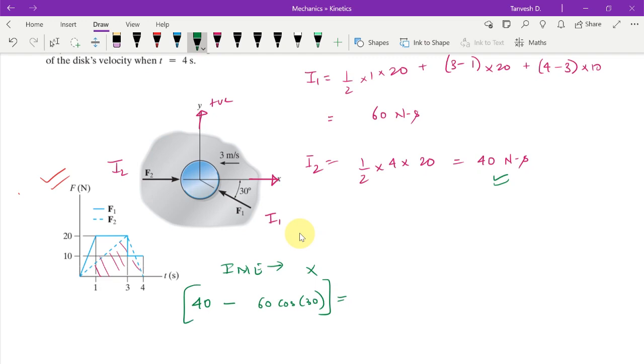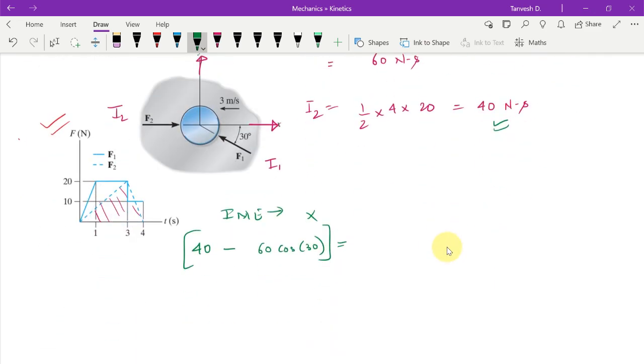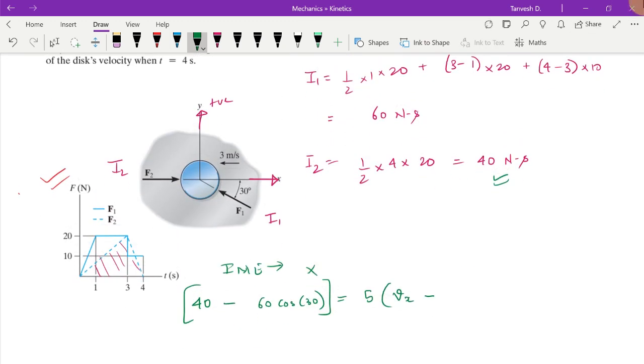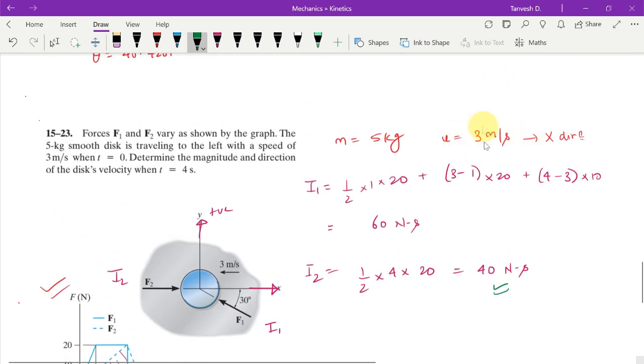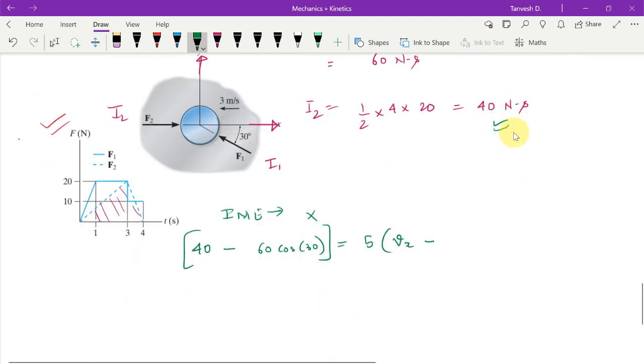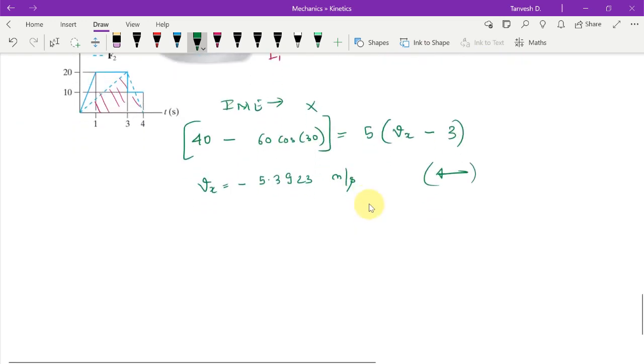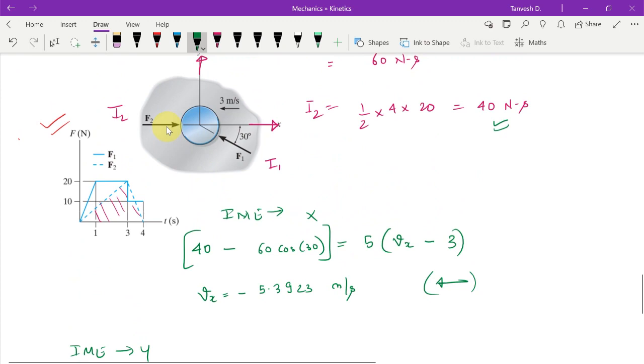This is equal to mass into the change in the momentum. So 5 into, let us say Vx is the final velocity in the x direction, Vx minus Ux I would say, and since 3 meters per second is in the x direction only, therefore we can write here 3. So we can find Vx from this. Vx comes out to be minus 5.3923 meters per second. It means that Vx is in this direction, to the left. When we apply impulse momentum equation along y direction, there is no contribution by I2 here, so only due to I1, which is I1 sine 30.